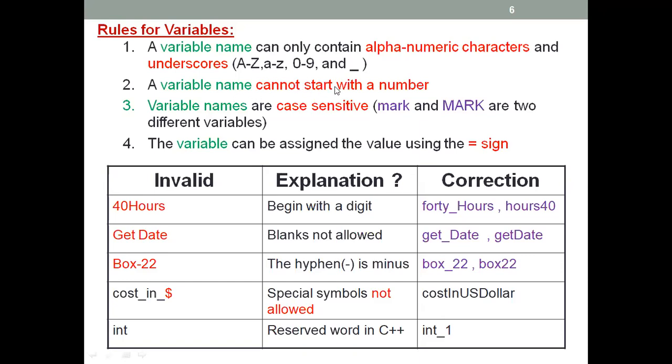A variable name cannot start with a number. What does this mean? Here, see, 40 hours. You cannot write like this. This is an invalid statement. You should write the alphabet first, hours40. You can declare like this, hours40, because you cannot start with a number. So you have to write like this. You must put the 40 at the back. Or you can write it like this, 40 and then underscore hours. Okay, you cannot start with 40.